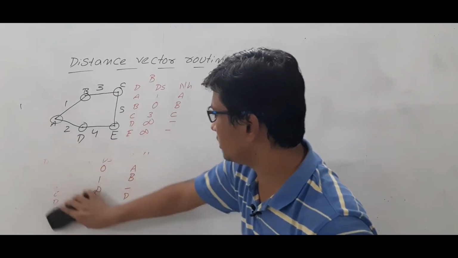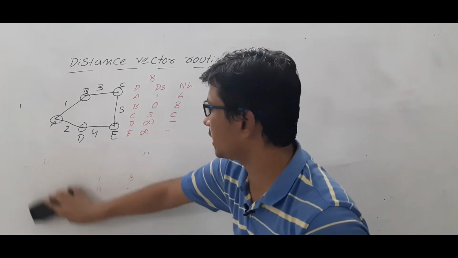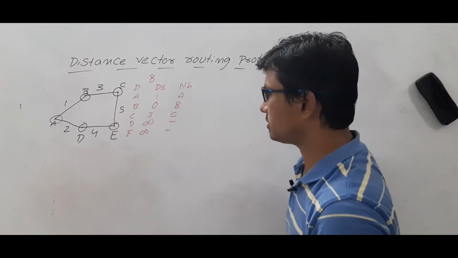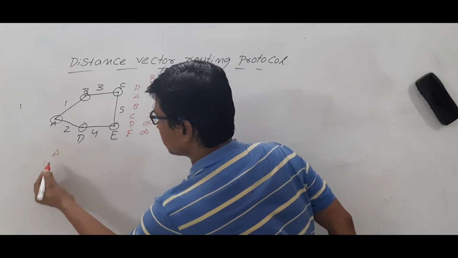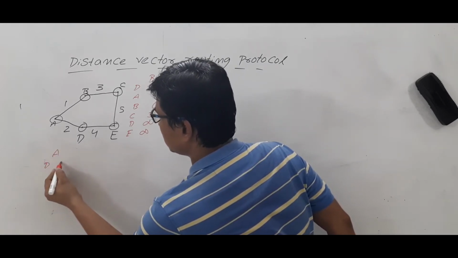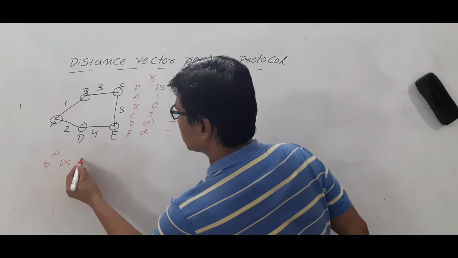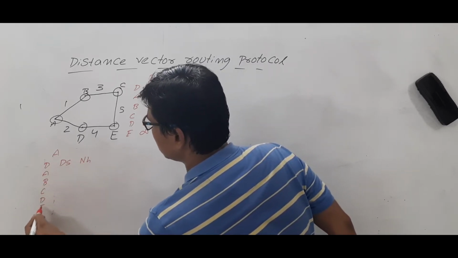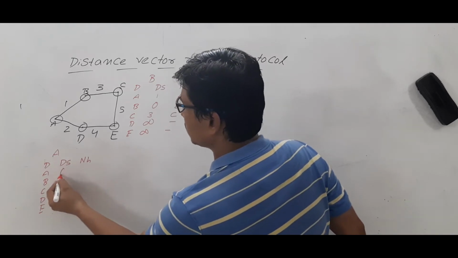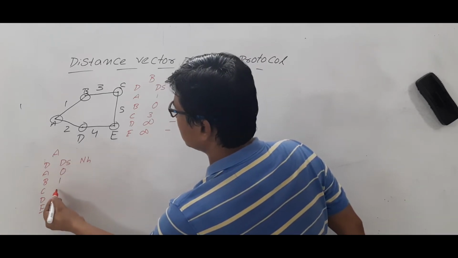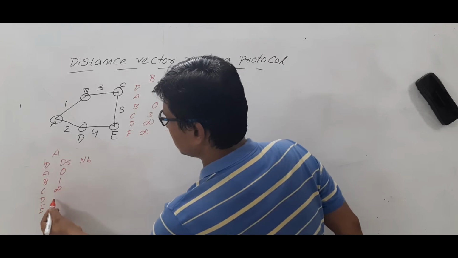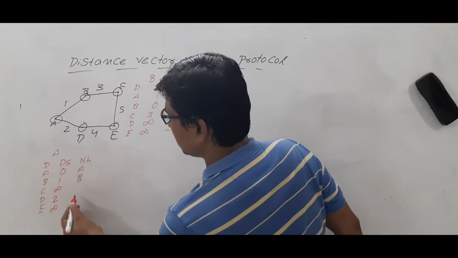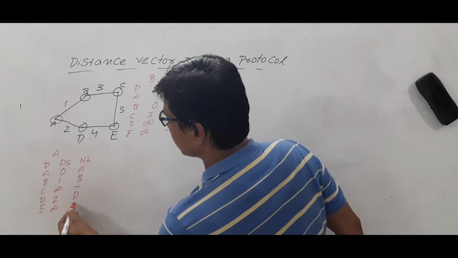Let me erase the A this much big. If we write it, we cannot explain the entire question, so let me draw it in a simple way. What is the information? Destination, distance, and the next hop, which is A, B, C, D, E. A to A is 0, B is 1, C is infinity, D is 2, E is infinity. A, B, and D, this is not known.